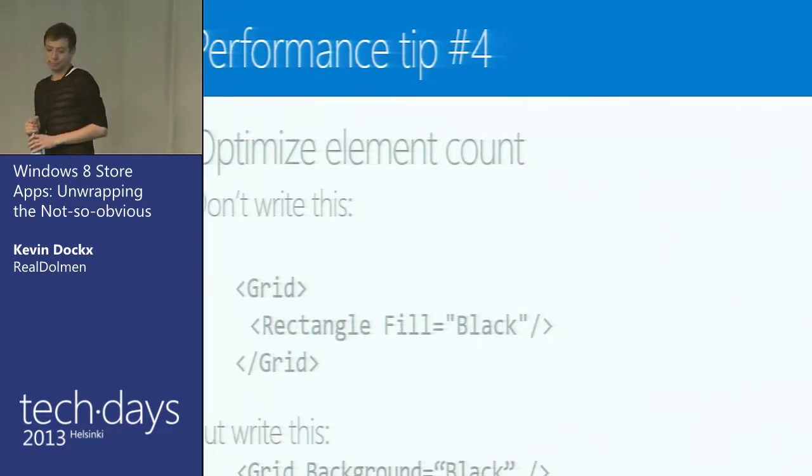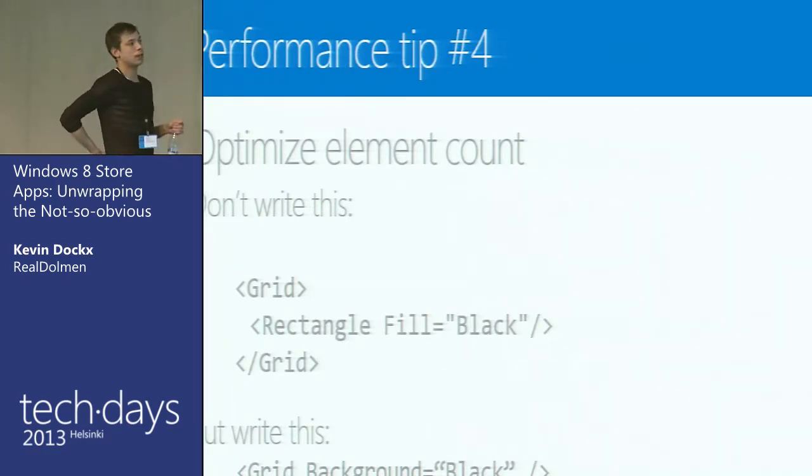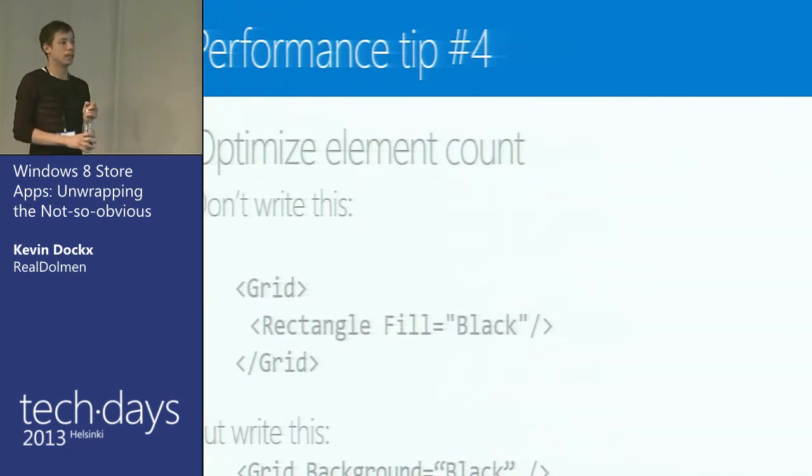Optimize element count. This actually means a grid with a rectangle in it means that your XAML parser creates 2 objects. The second one means that it will create 1. Very small things, but it can help.